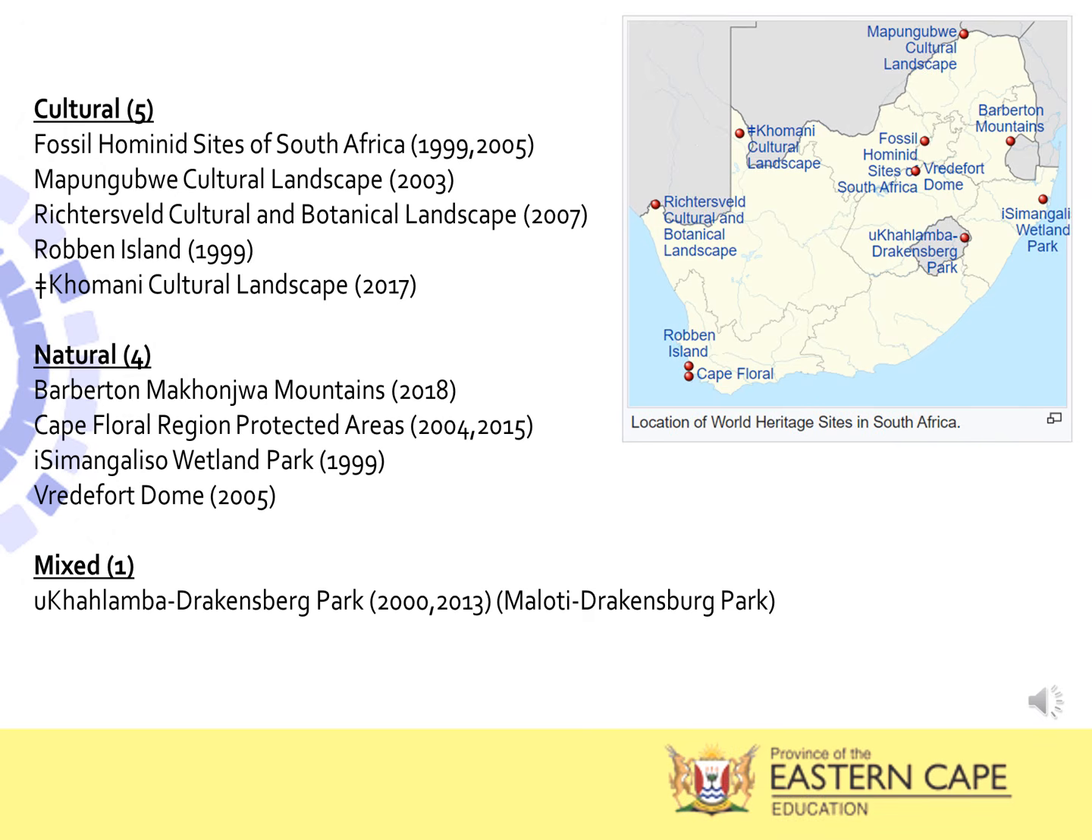There are thousands of heritage sites in South Africa, but only 10 of these meet UNESCO's World Heritage criteria, and therefore we have 10 South African World Heritage Sites. The fossil hominid sites may also be referred to as the cradle of humankind. Take note that there are two newer sites that may not be in your textbooks if they are outdated, namely Barberton Makonjwa Mountains and the Khomani Cultural Landscape.